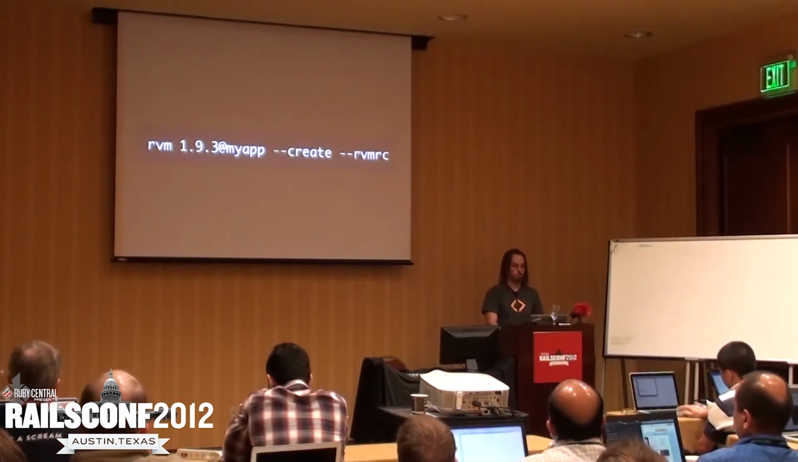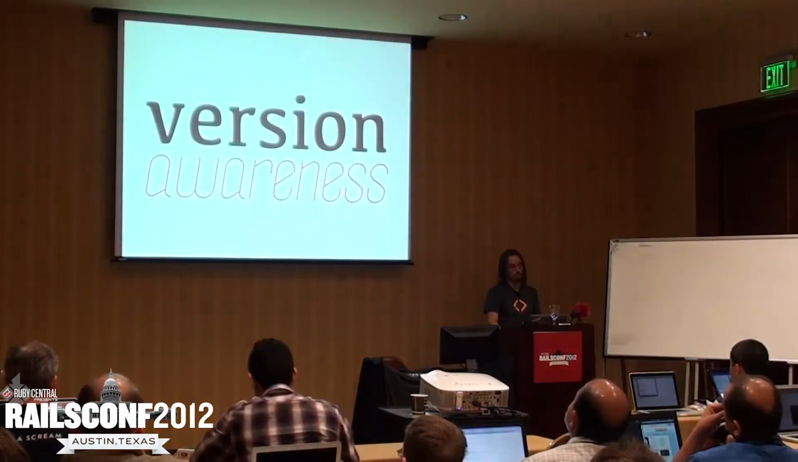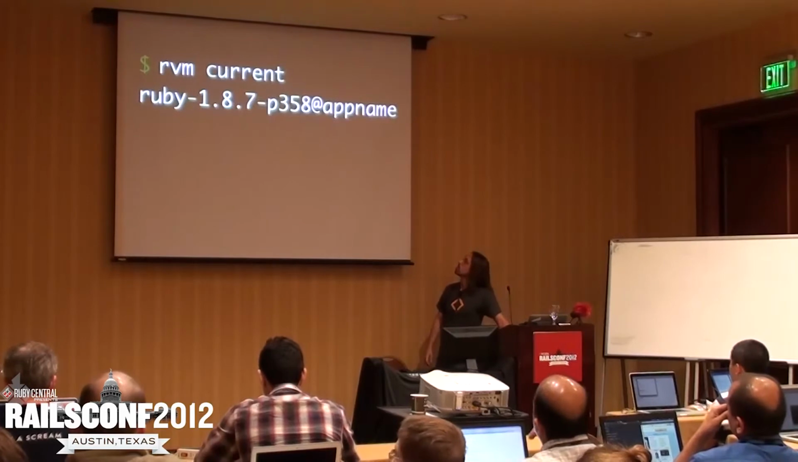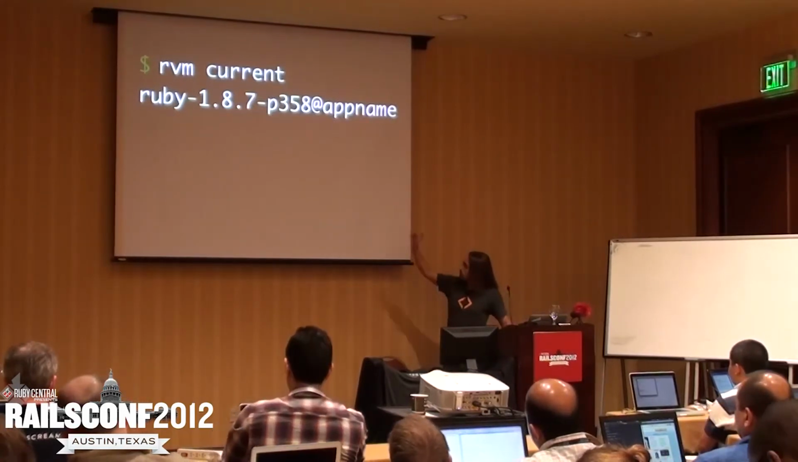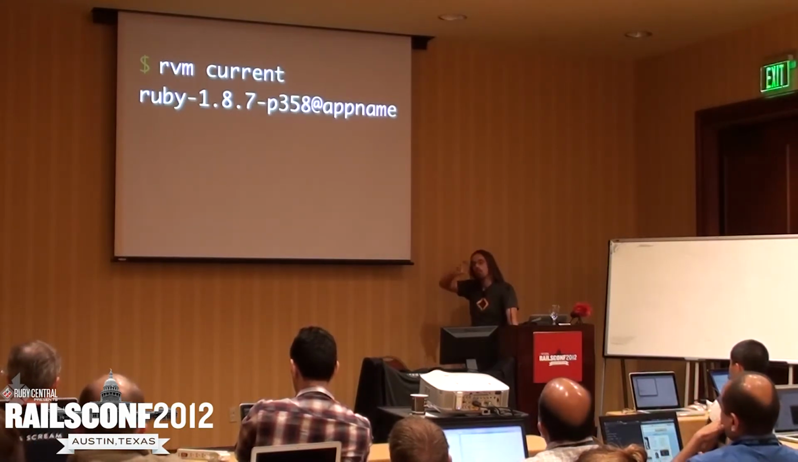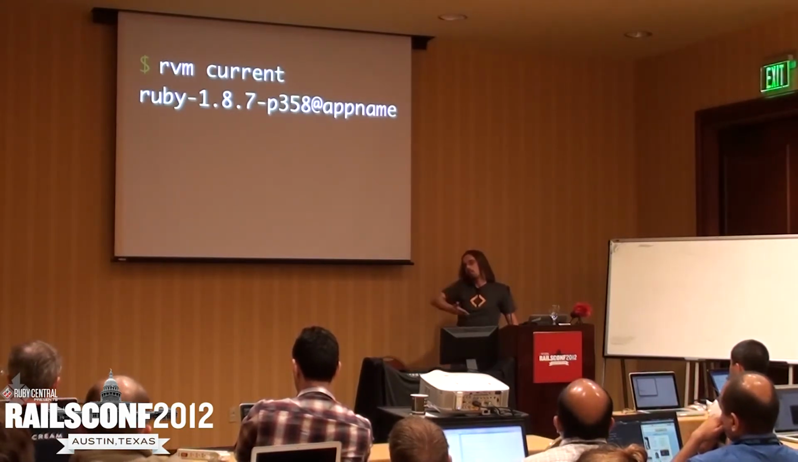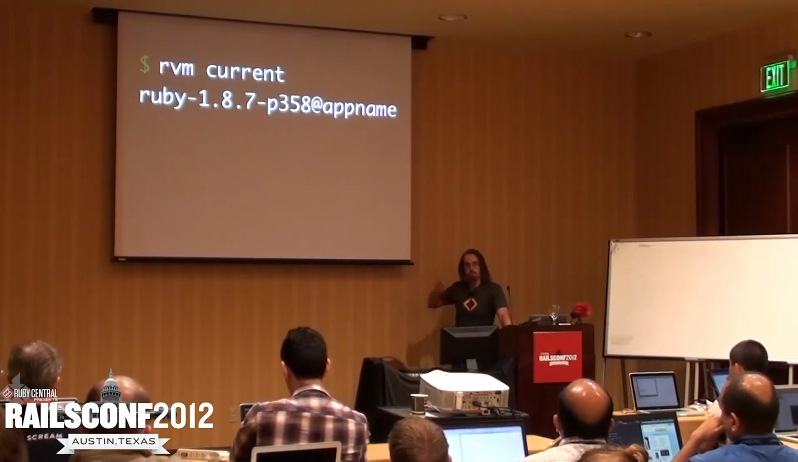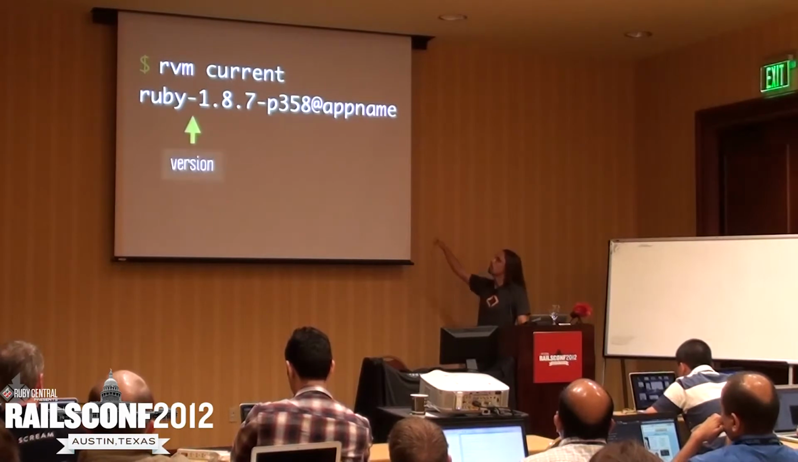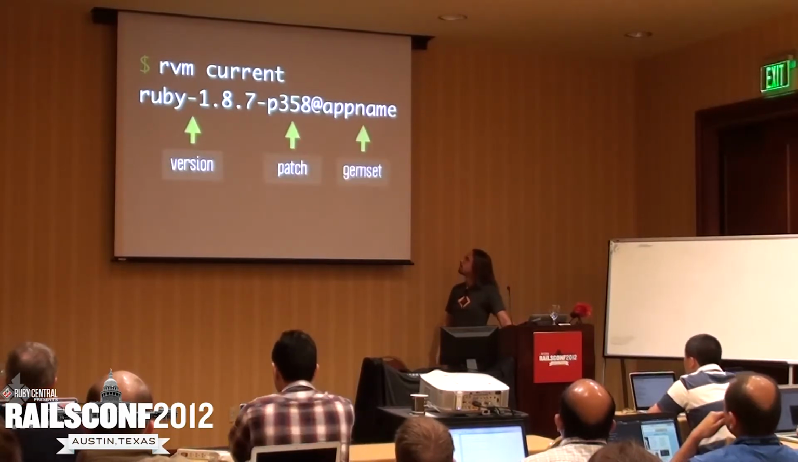Another neat thing with RVM is that it gives you a bunch of commands like rvm current, which is going to show you the Ruby version you're currently running, the patch level, the p358 over there is the patch level. So each Ruby version gets patched periodically for fixes, bug fixes, security fixes, things like that. And then finally, what gem set you're currently running. These guys.